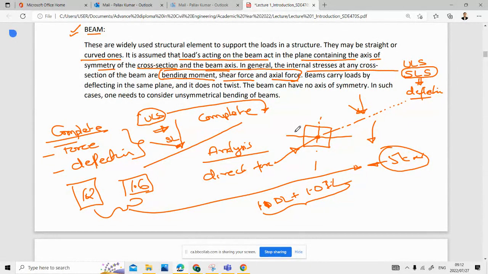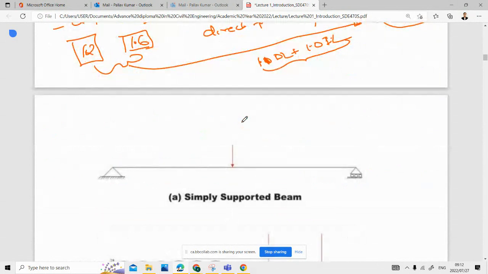You got me? Is it clear? Sir. Perfect. So don't get confused thinking that this load has come and I have analyzed. No, after getting your load, you need to go for the factors and then you move forward. Okay, so let's move on.